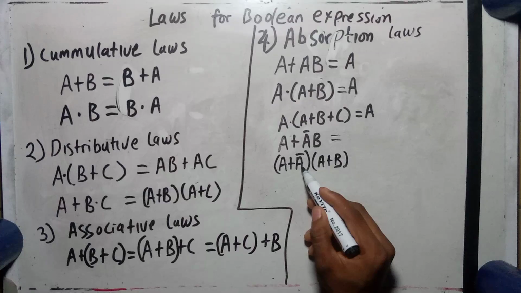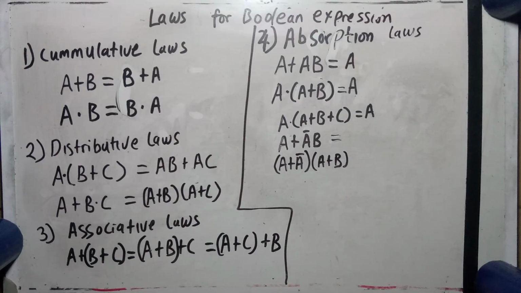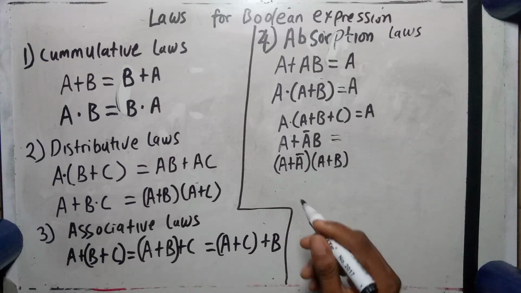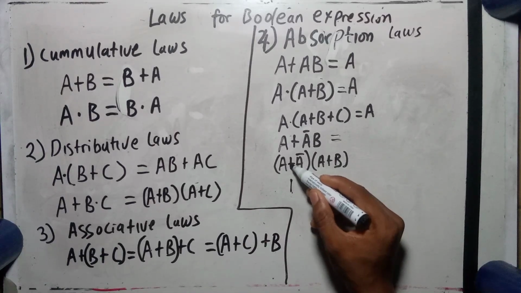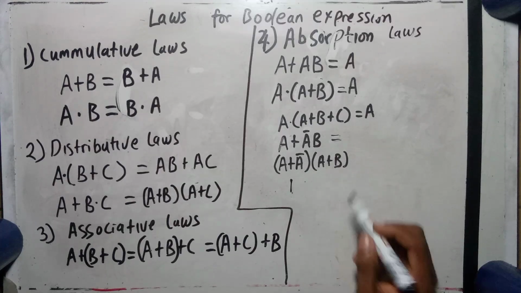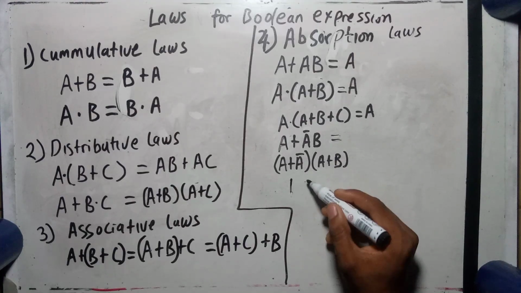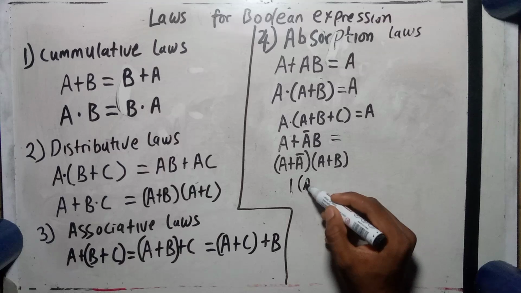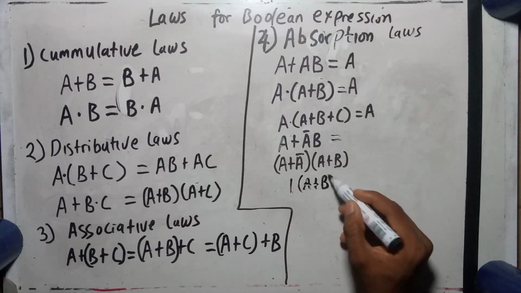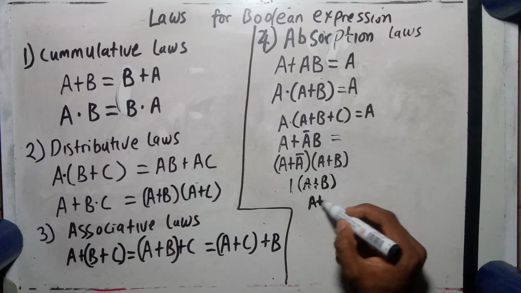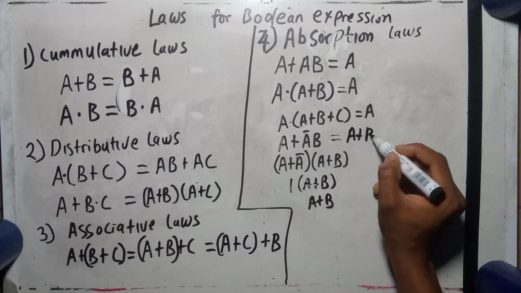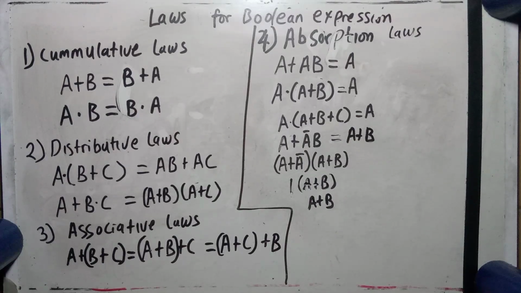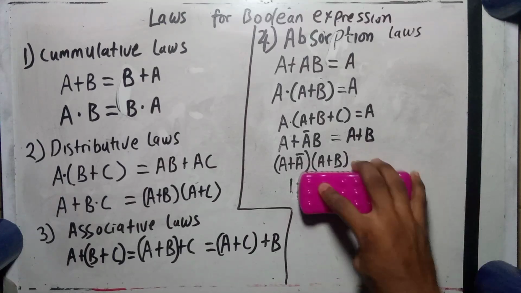Now, A plus A bar will give us what? It will give us 1. We have proven it before. But when it is times, if it was times here, this will give us 0. So this is 1. Now 1 multiplied by A plus B still remains A plus B. Meaning that this is going to give us A plus B. And this is actually true. Let's prove it with our truth table.